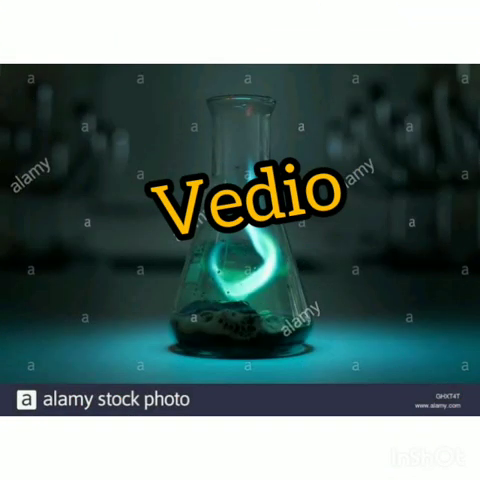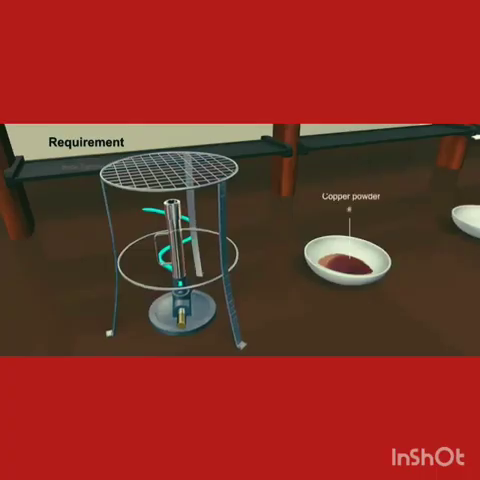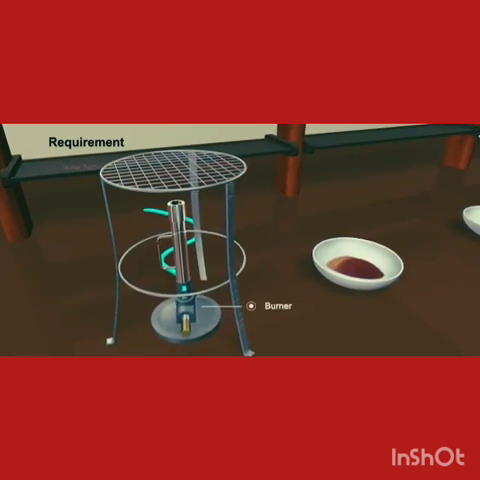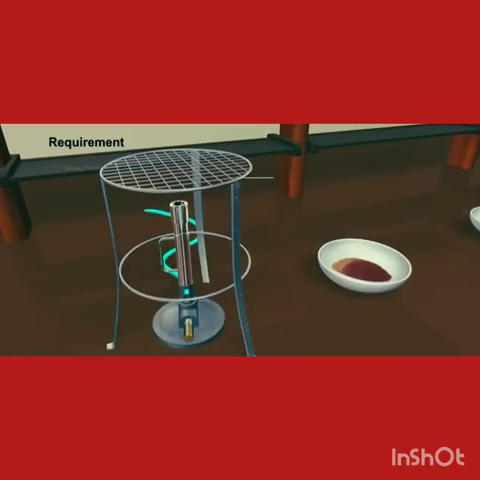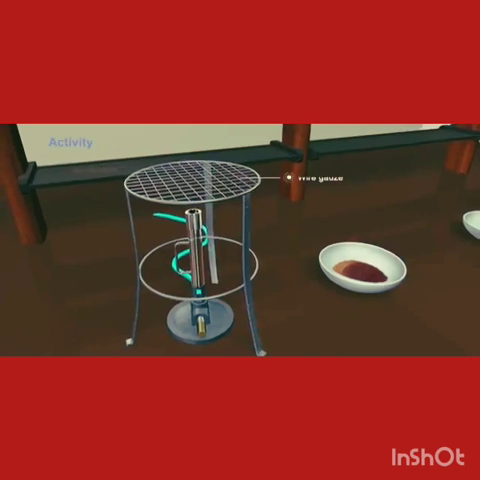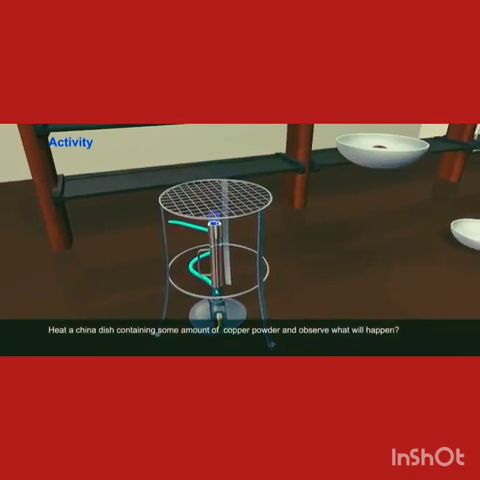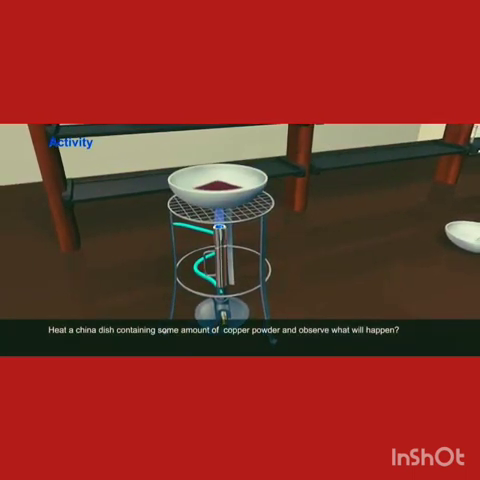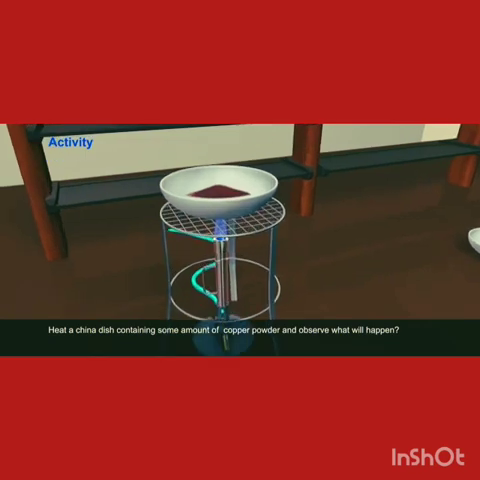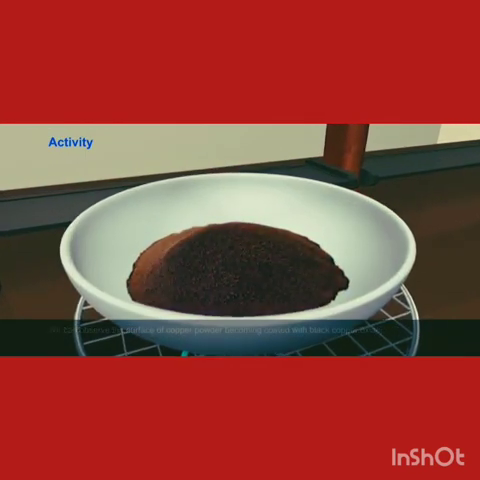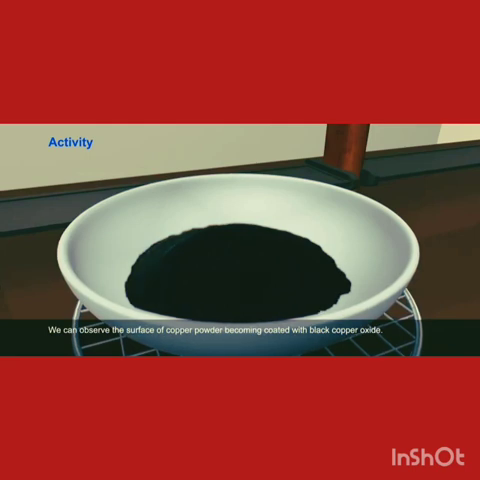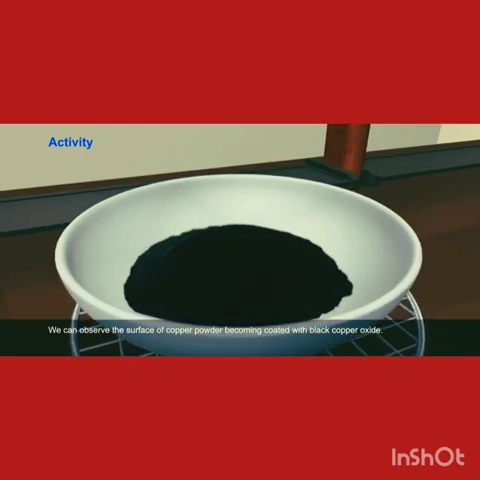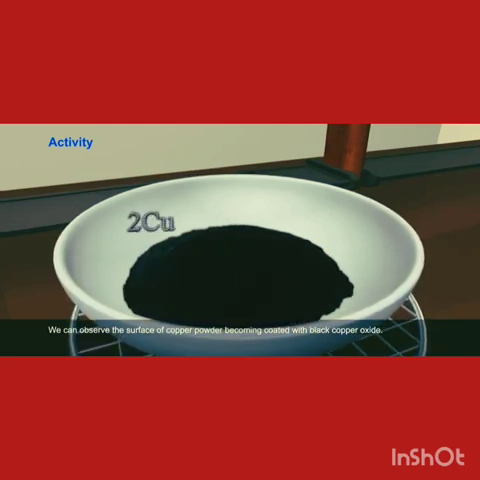Now see this video to understand oxidation and reduction reaction more clearly. Powder, burner, tripod stand, and wire gauze. Activity: heat a china dish containing some amount of copper powder and observe what will happen. We can observe the surface of copper powder becoming coated with black copper oxide.